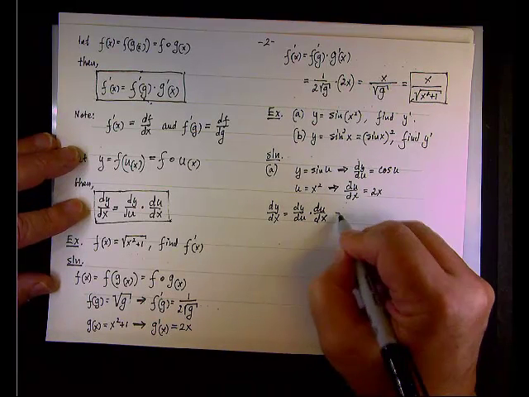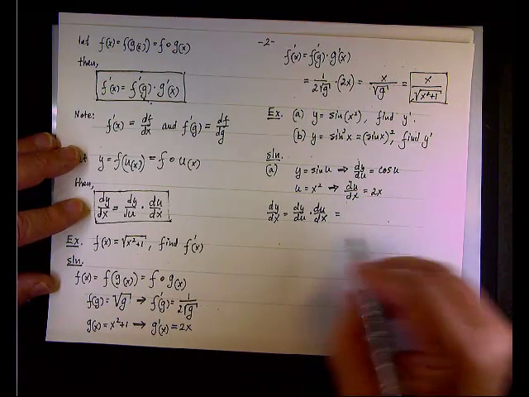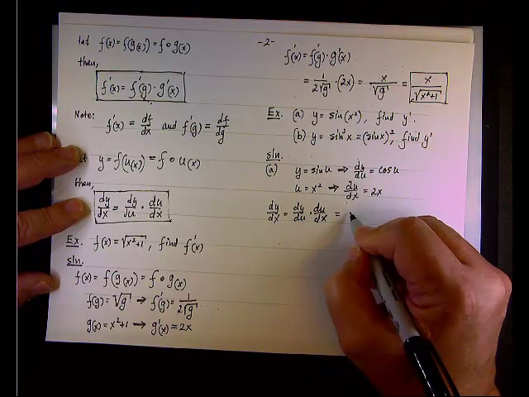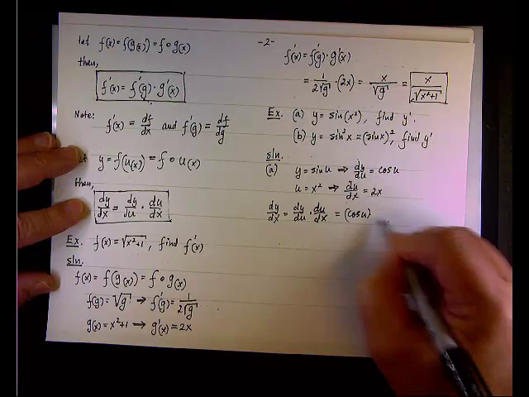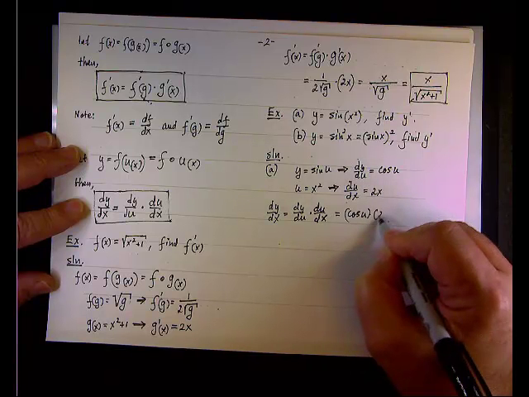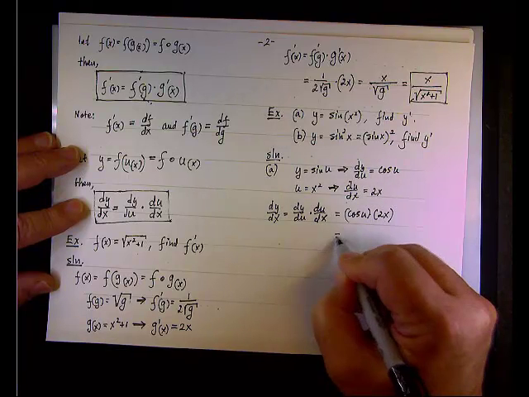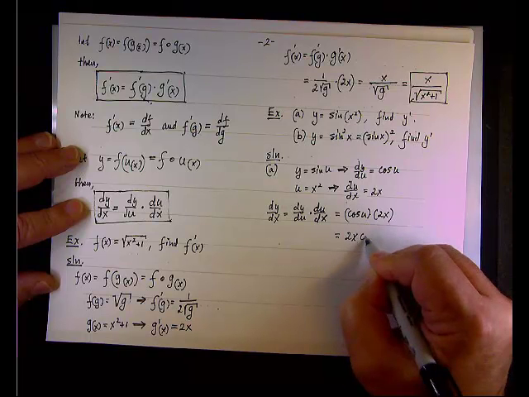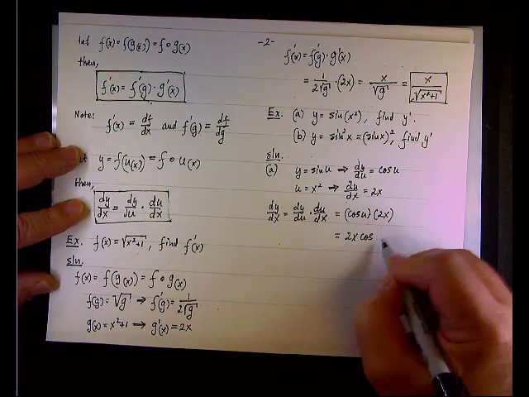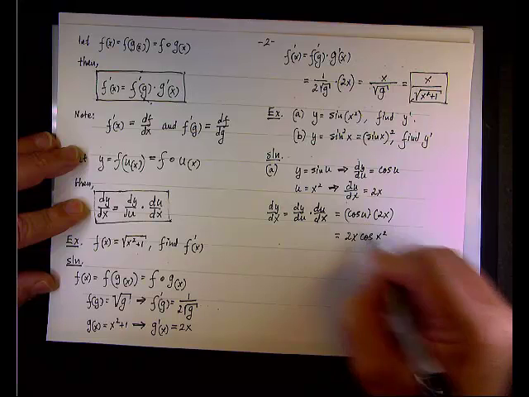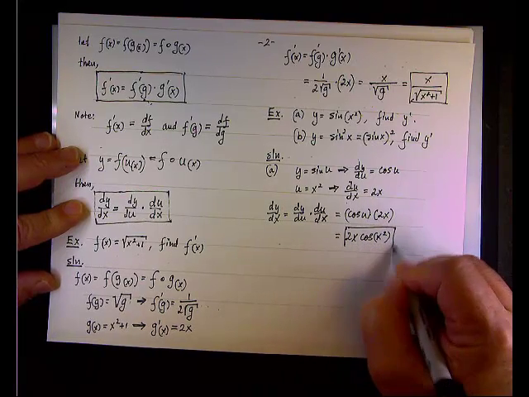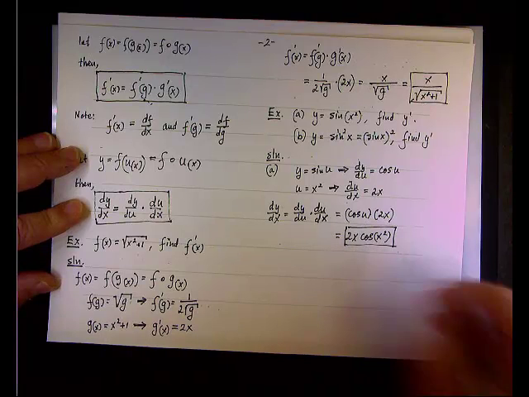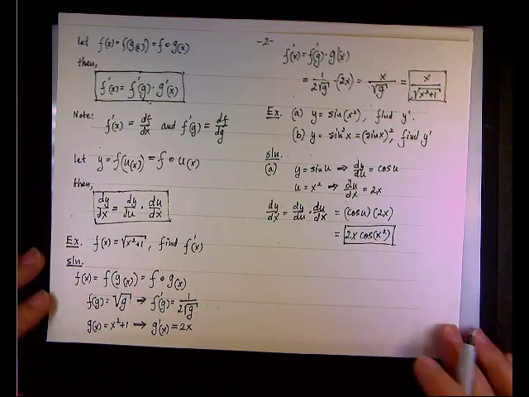So multiply and get dy du is cosine u, and du dx is 2x, and rearrange it and write 2x cosine, but instead of u we replace it with x squared. And that was simple enough, I think.